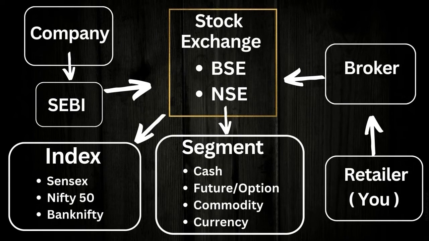So if any company wants to list in stock market, then it has to contact SEBI. SEBI is the government authority of India which regulates the rules and regulations regarding stock market, the company listing, stock exchange, broker and retailer. It controls everything related to stock market. If all the rules and regulations are followed by the company according to SEBI, then it is eligible to get listed in stock exchange. And this whole process is known as IPO.